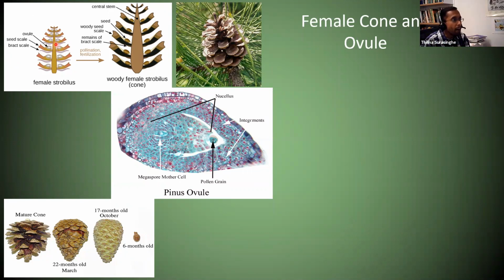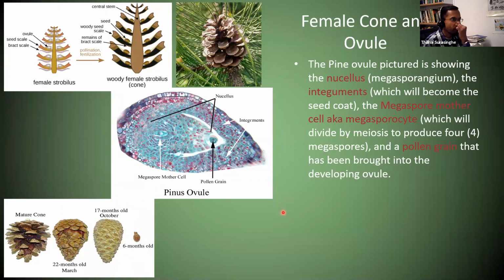Now, if I put a young ovule into a microscope, it looks like this. So a pine ovule, shown in this picture, has a megasporangium, also known as nucellus. I do want you to know the terms that I mentioned because they appear in literature in different ways. It's painful. I don't know why people use different terms, but they do it anyways. And it is the same as the megasporangium.